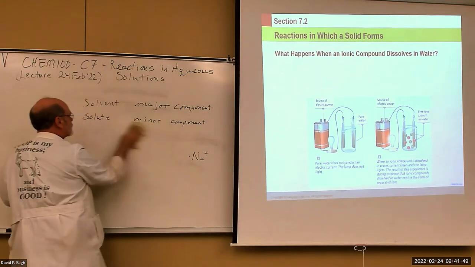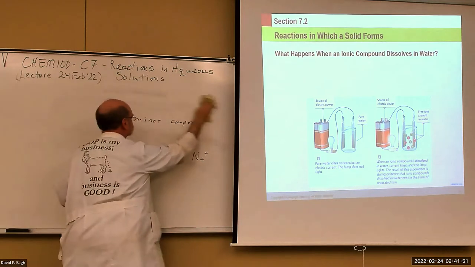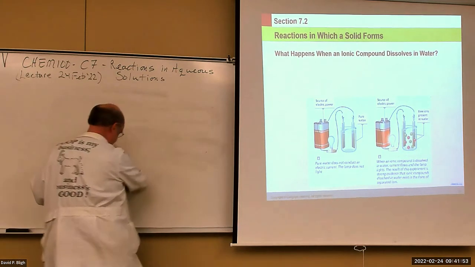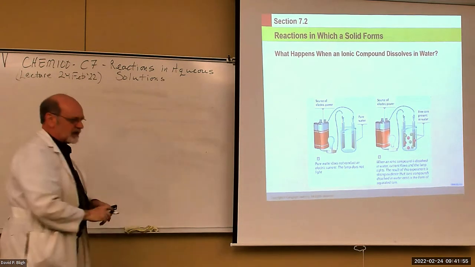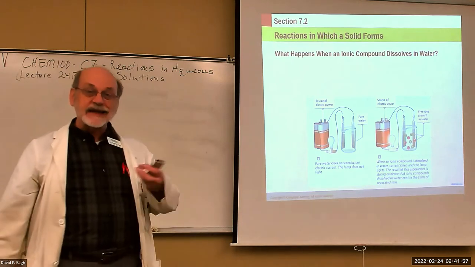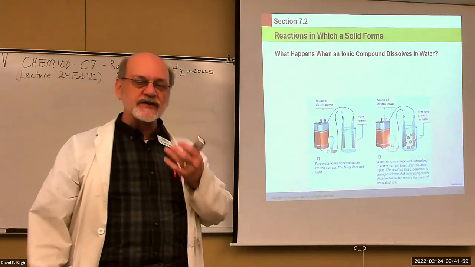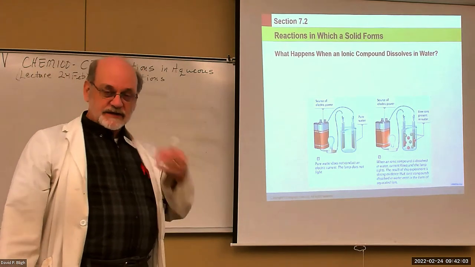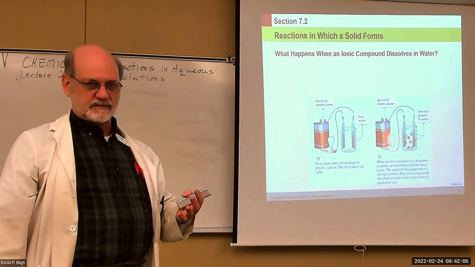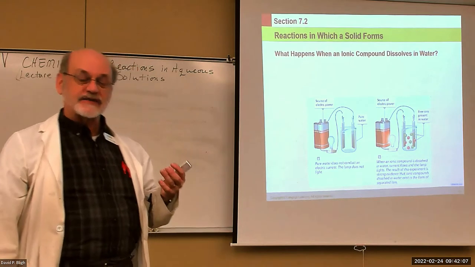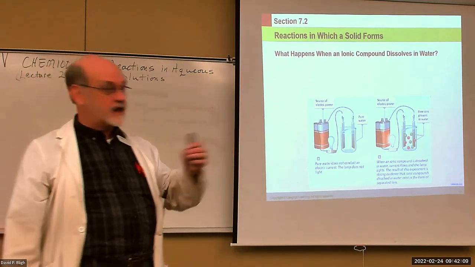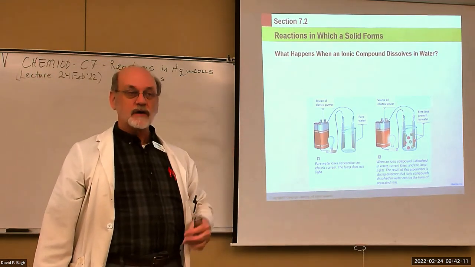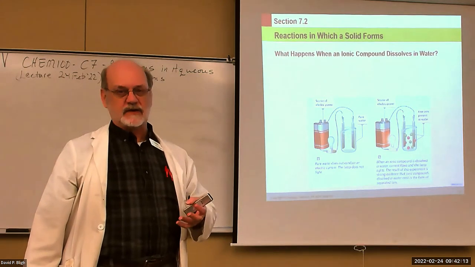Another characteristic of water. Water is a molecular compound. That is, the bonds between the atoms are covalent. It does not form ions. So when you try to pass an electric current through water, it won't go. Water, pure water, is an insulator.